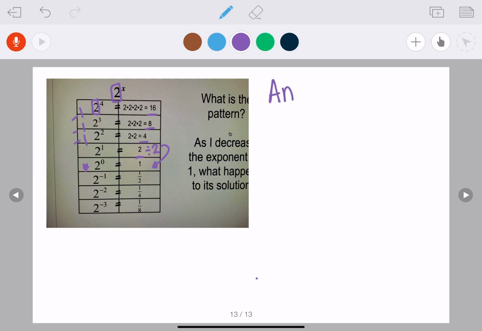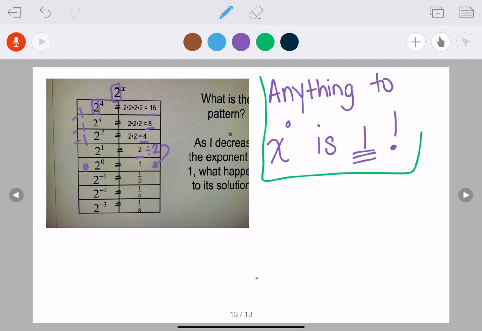So I'd like you to write that in your notes. Anything to the 0 power is actually 1, even though you're probably thinking in your head, oh, I bet it's 0. It is not. It's always going to be 1. So highlight that, star it. You're going to prove that with the table where you took 10 to the power of x, right? You're going to get the same thing.